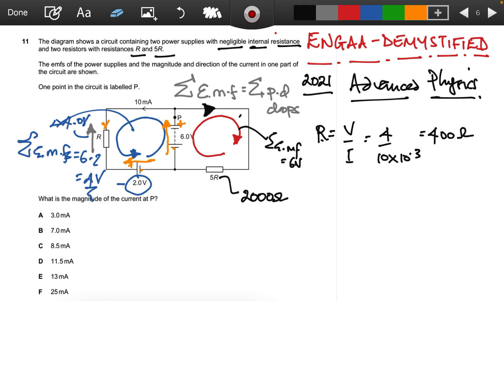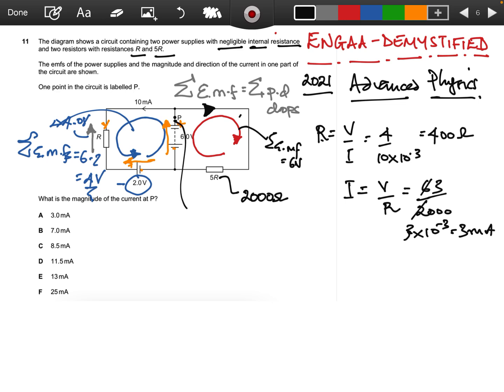To find the current going through 5R, or the 2000 ohm resistor, that would be V over R. Our V is 6 over 2000. 2 into 6 is 3, so that gives us 3 times 10 to the minus 3, which is 3 milliamps. And to work out the current through P, we use Kirchhoff's current law, which really comes from conservation of charge. So we have a total of 10 plus 3 milliamps going into the node, which sums up to 13 milliamps, giving us an answer of E.